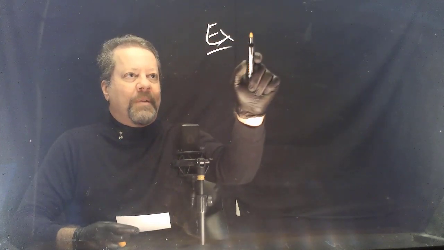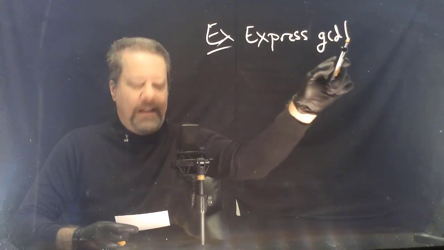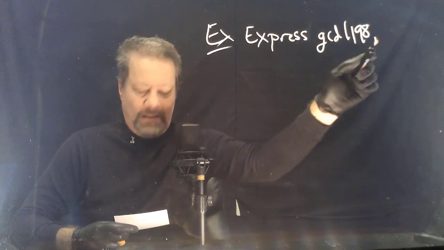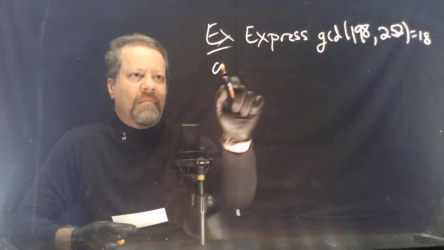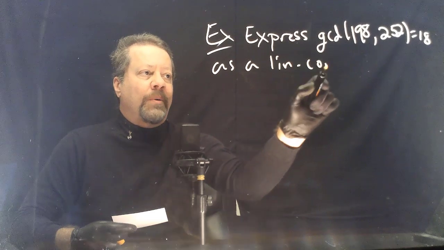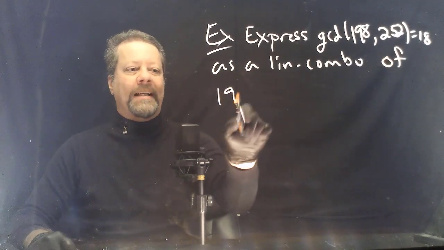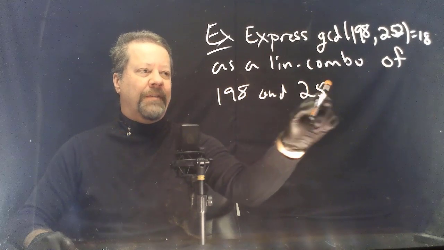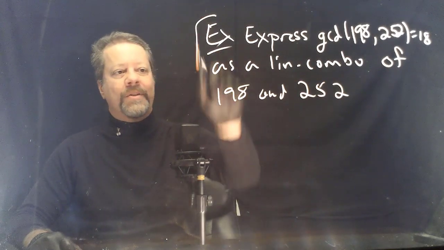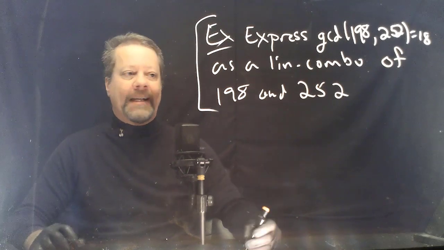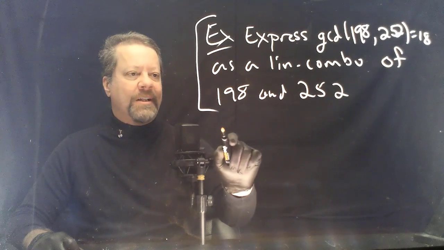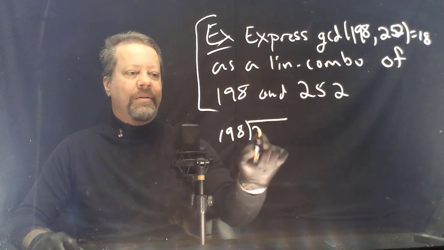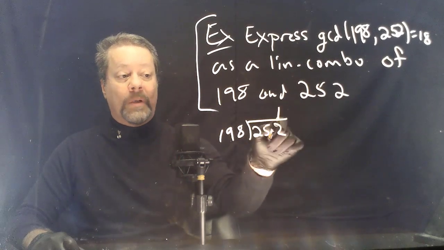In our next example, I want to express the GCD of 198 and 252, which is otherwise known as 18, as a linear combo of 198 and 252. And the way that we're going to solve this problem is to go through the Euclidean algorithm, do the divisions, and then work things backwards from there. So how many times does 198 go into 252? Well, it only goes in there once.